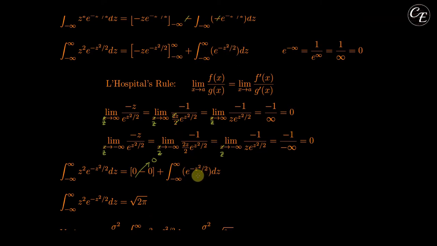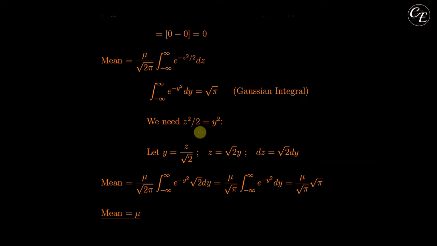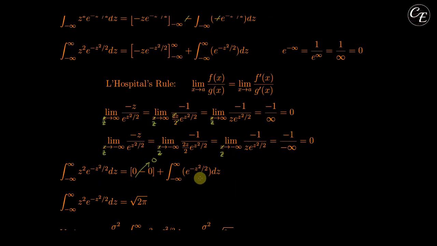Now this one is similar to a Gaussian integral, which we have evaluated in our derivation of the mean. Let me show you. This integral of e raised to negative z squared over 2 dz is this one, if we do the transformation. Then this one, including dy, is square root of pi. So the whole thing is square root of pi times square root of 2, which is equal to square root of 2 pi. So this one is square root of 2 pi.